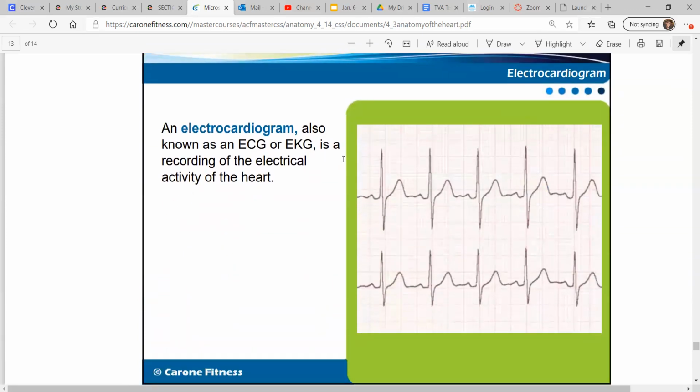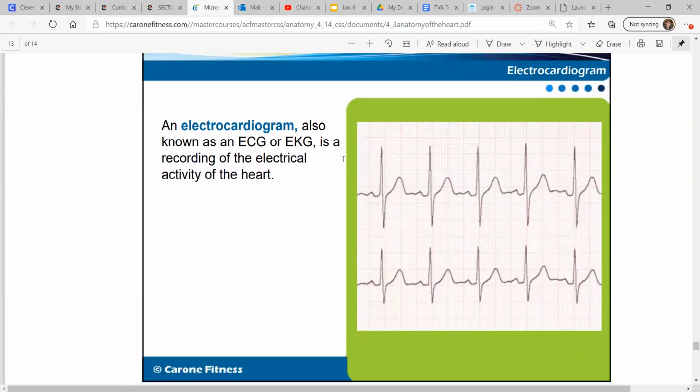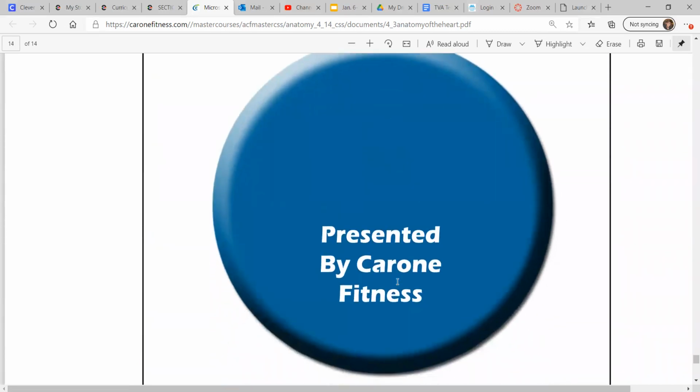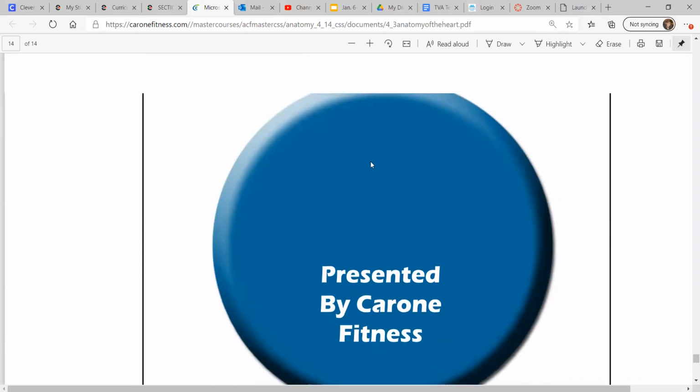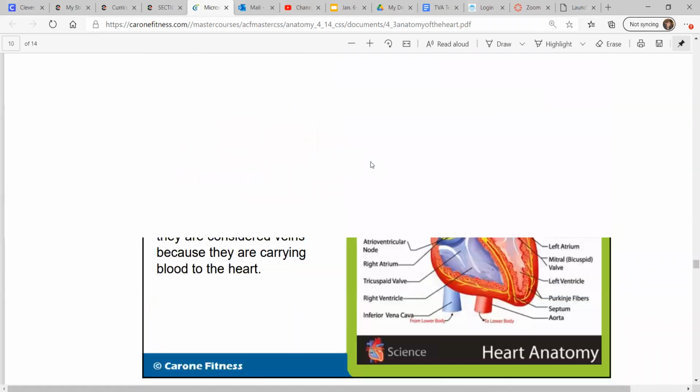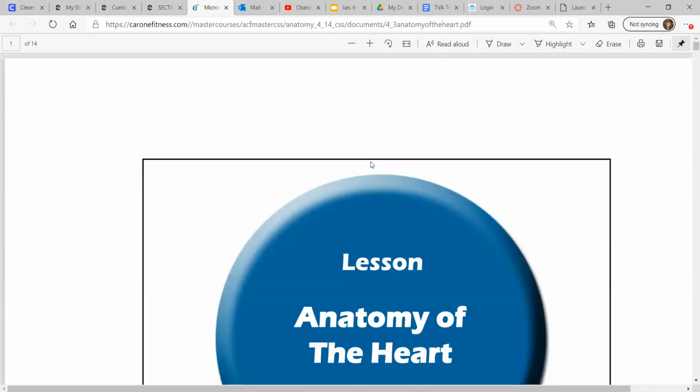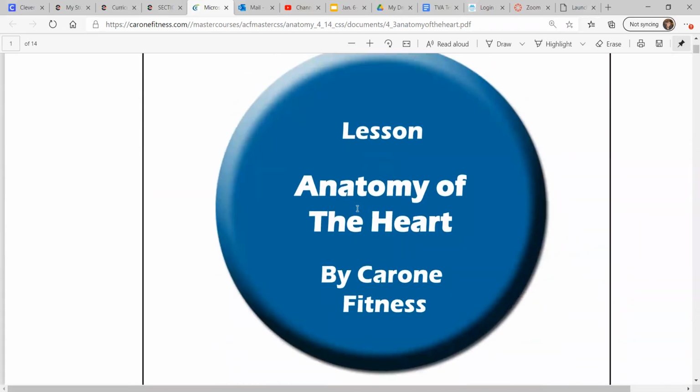An electrocardiogram, also known as ECG or EKG, is a recording of the electrical activity of the heart. And you'll get to learn more about that in the upcoming lessons. But until next time, that has been the anatomy of the heart lesson.